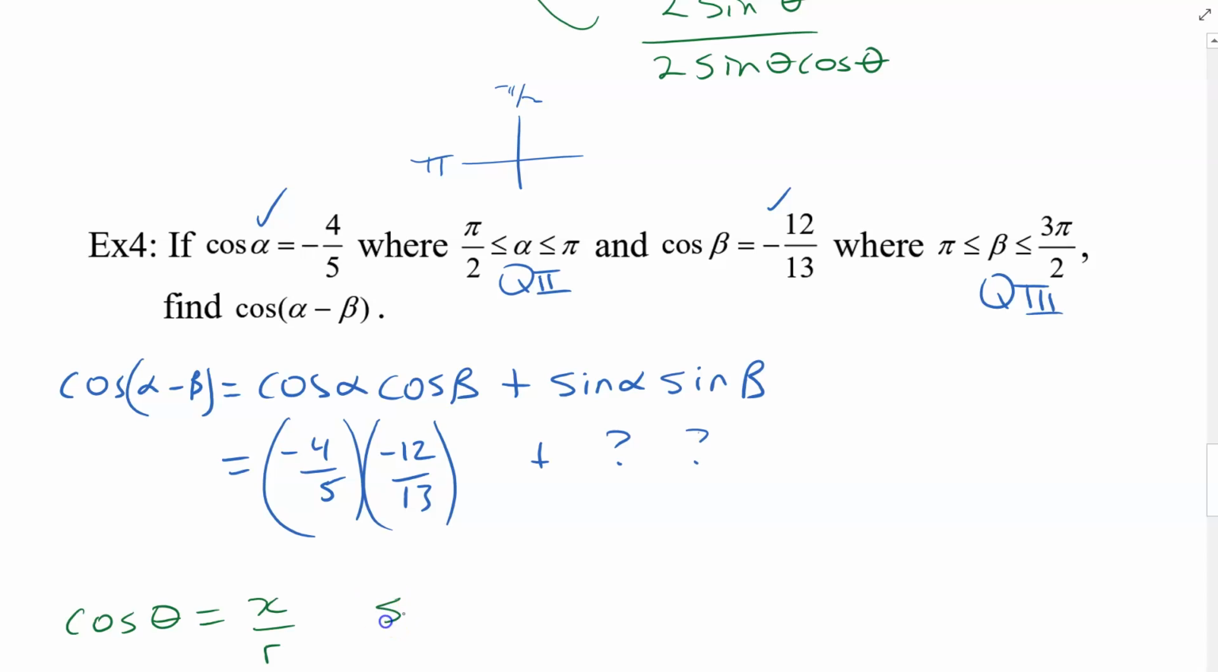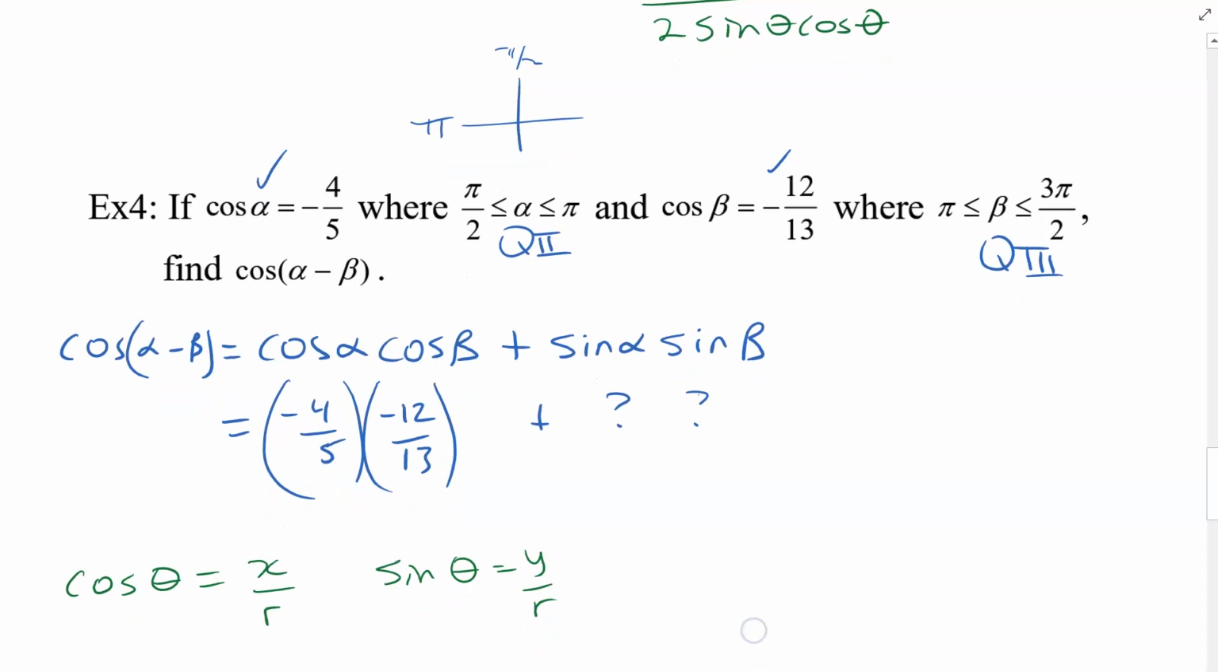And sine is going to be equal to the y over the radius. Tan, by the way, is y over x, but we don't need that right now. And how are these linked together? It's straight from Pythagoras. It's going to be x squared plus y squared equals r squared. So our task is to use the information for both of those angles and figure out what the sine is.